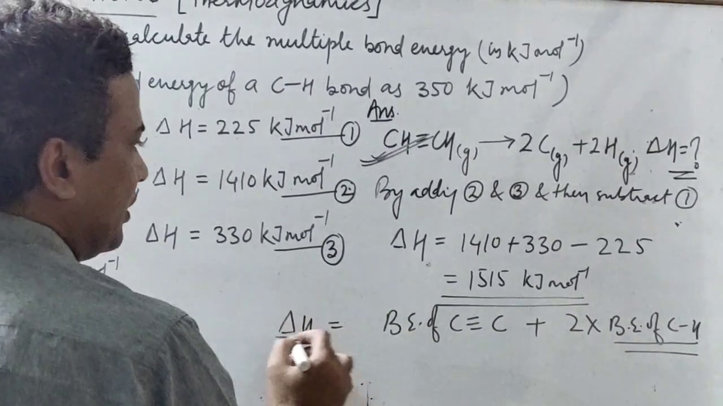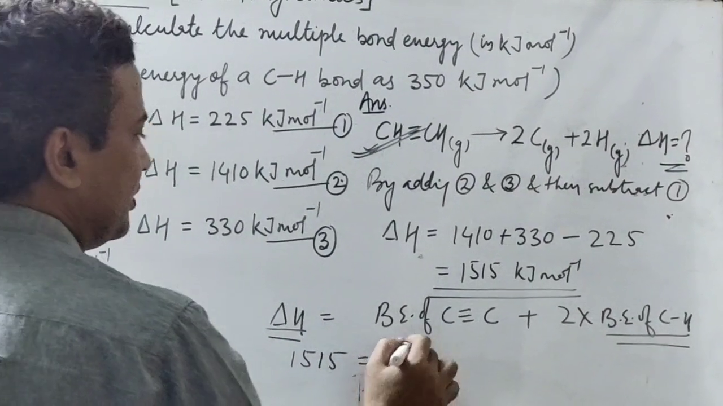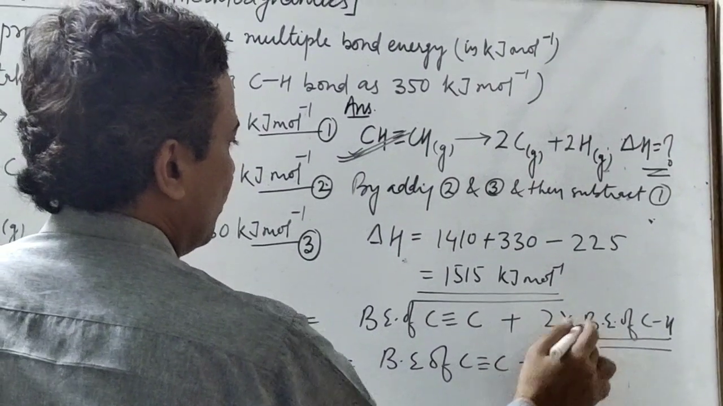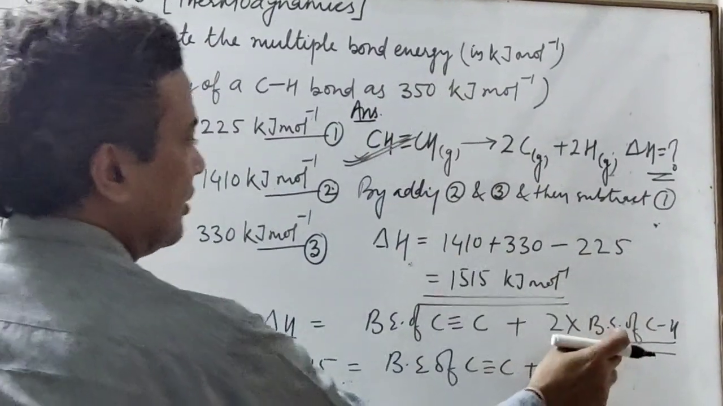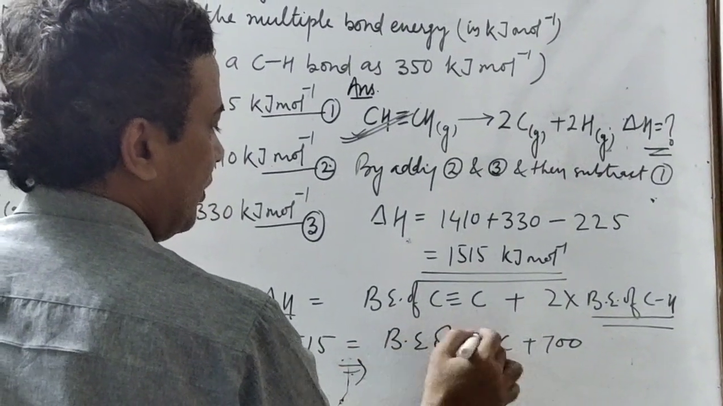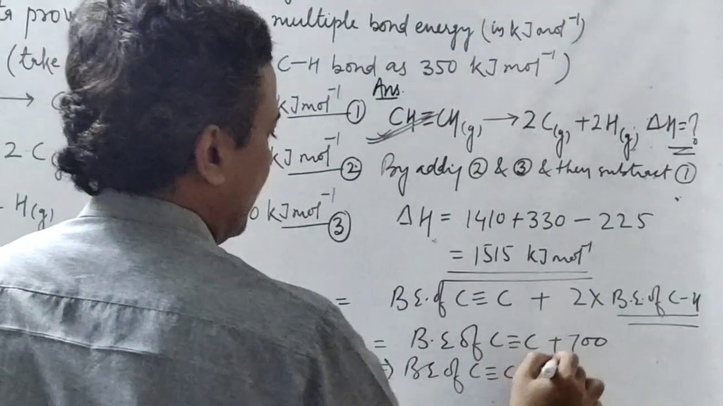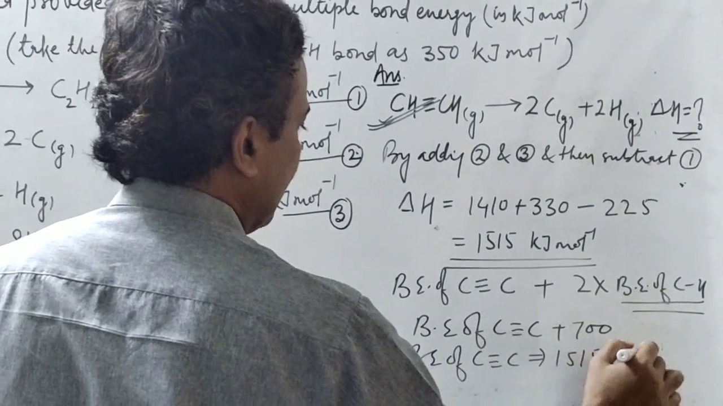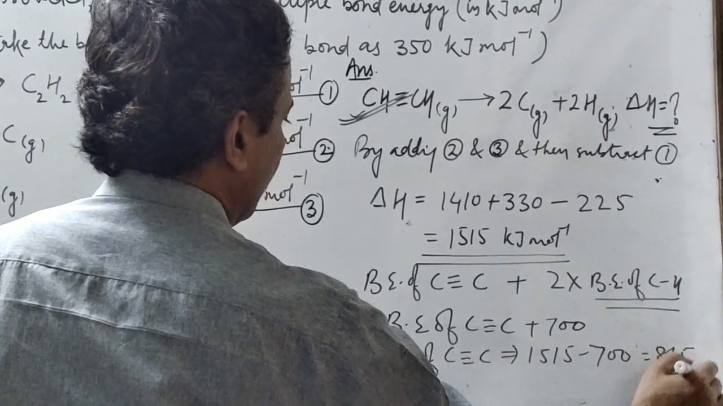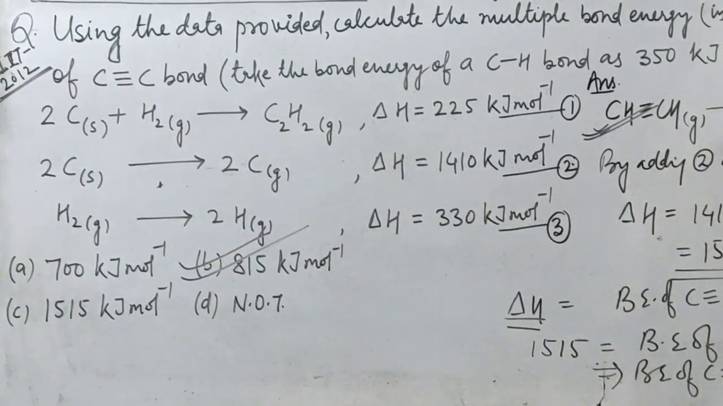So putting the value, delta H for this reaction is 1515. Bond enthalpy of C triple bond C, that you have to calculate, and 2 into bond enthalpy of CH, 350. So 350 into 2, 700. Solving this, you get the bond enthalpy of C triple bond C, and that would be 1515 minus 700, it is 815 kilojoule per mole. So your correct answer is 815 kilojoule per mole.